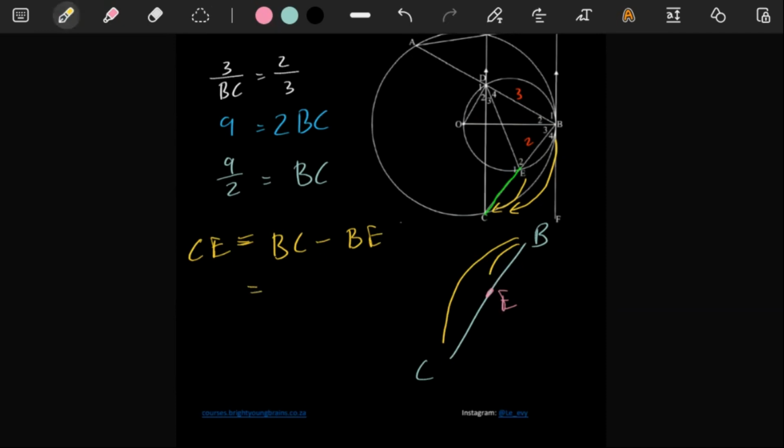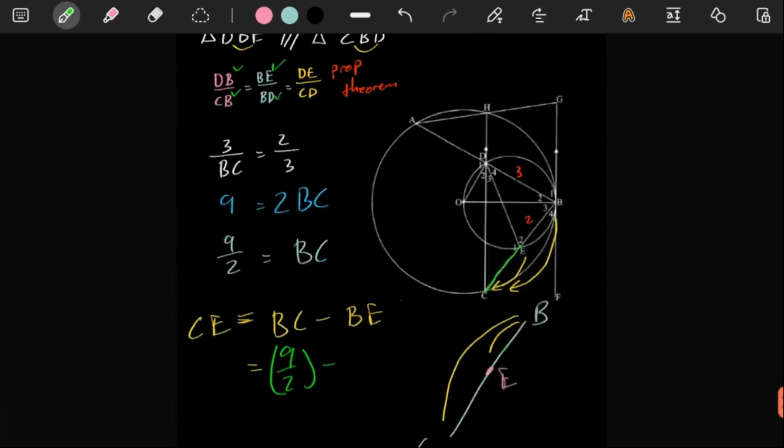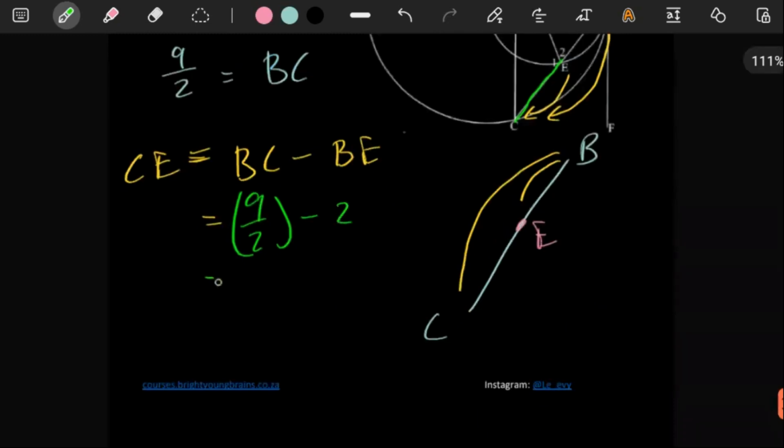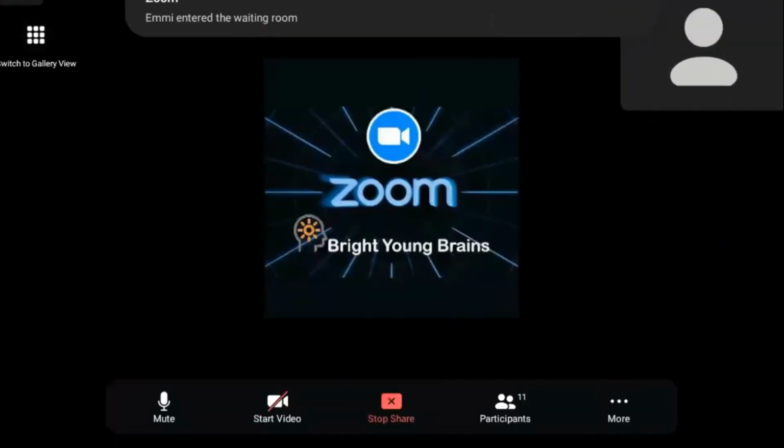So let's get the length of CE. The length of CE is going to be 9 over 2 there minus BE, which we were told is 2 units, of which this we can just put in the calculator. So let's put all that in the calculator and see what happens.